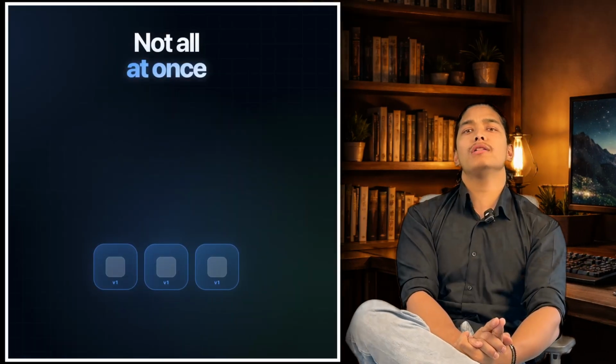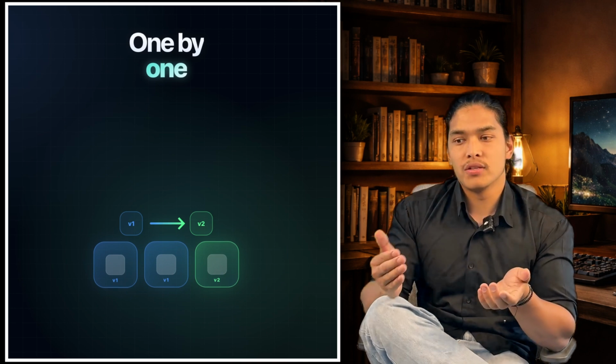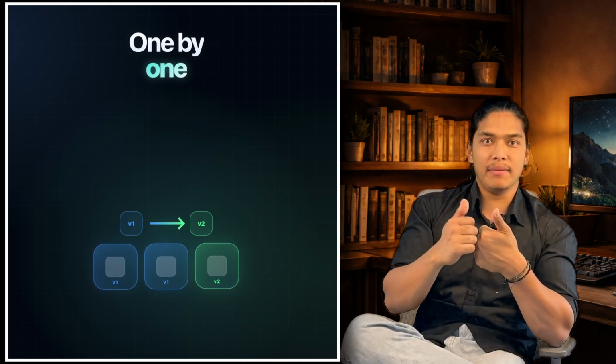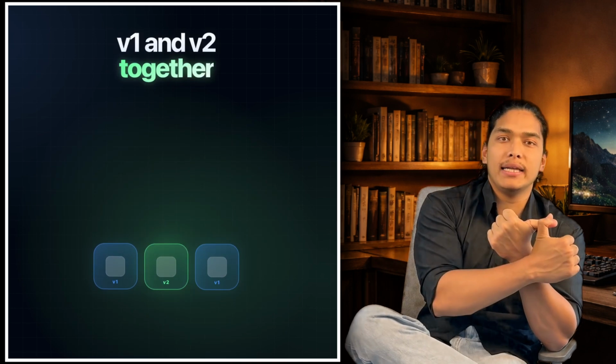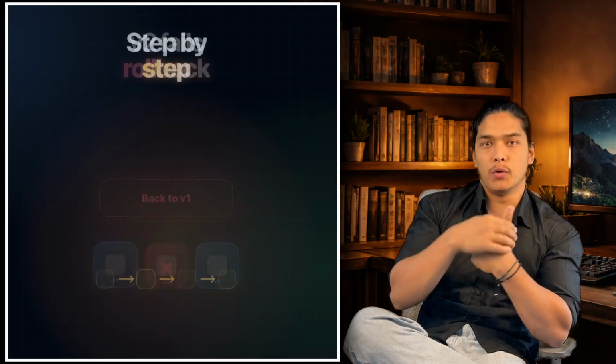So here, Deployment gives you rolling updates. What does that mean? It means Kubernetes doesn't replace all the pods at the same time. It does it one by one. So at the same time, there might be version 1 available and also version 2. And if something happens to version 2, then it automatically rolls back to version 1, step by step. That means during the update, our old version is also available.